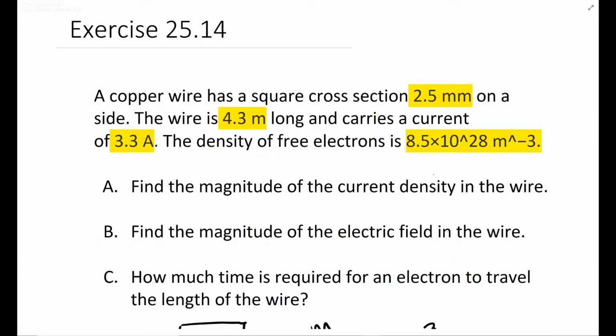concentration, that's 8.5 times 10 to the 28th meters to the negative third. It wants the magnitude of the current density, the magnitude of the electric field, and then how much time you need to travel the length of the wire. So I already have it written out.